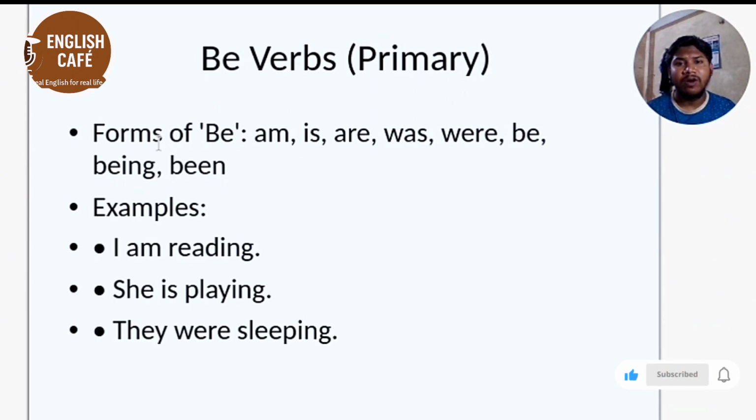Okay, so the forms of be verb are am, is, are, was, were, being, and been. So these are actually known as the be verb. Here are some sentences made on be verb. So the first one is I am reading, she is playing, they are sleeping. So am, is, are, these are the be verbs used in the sentence.